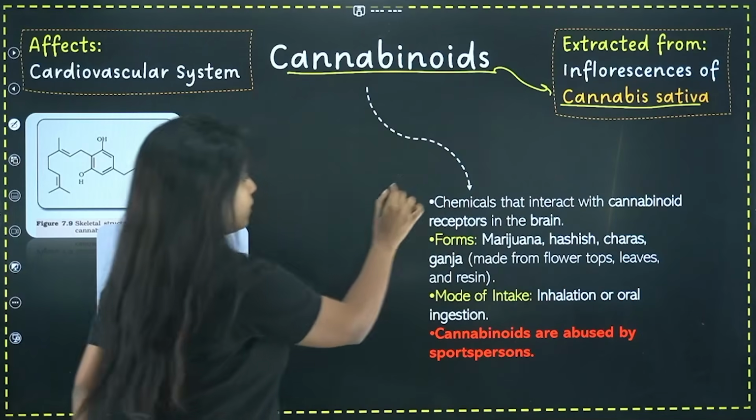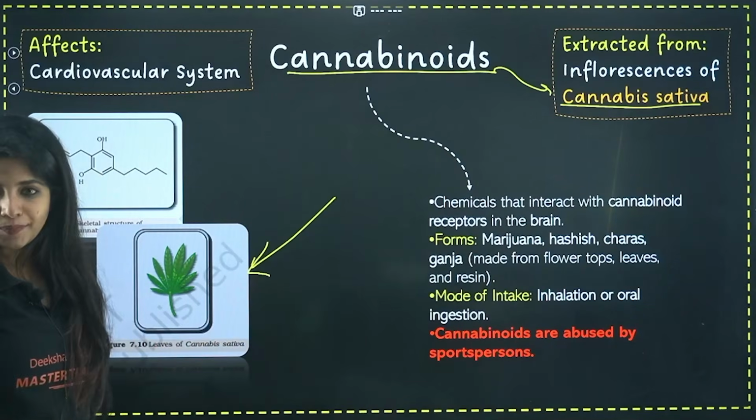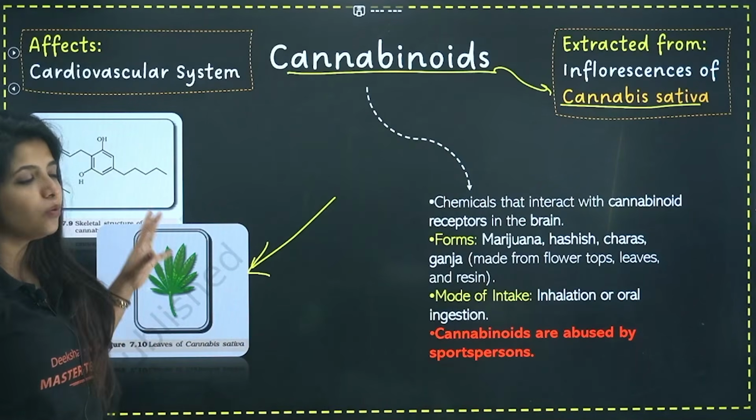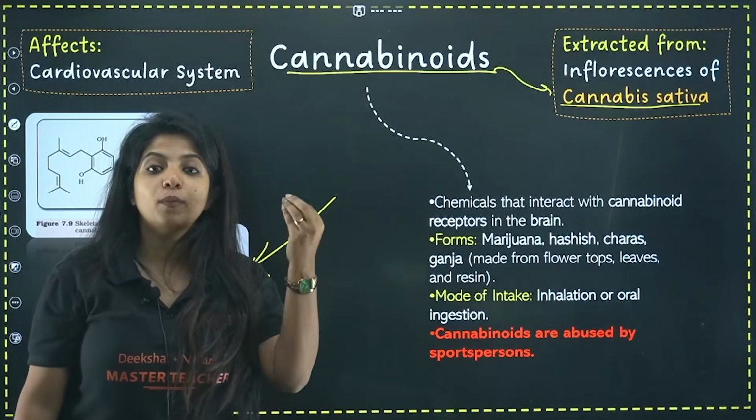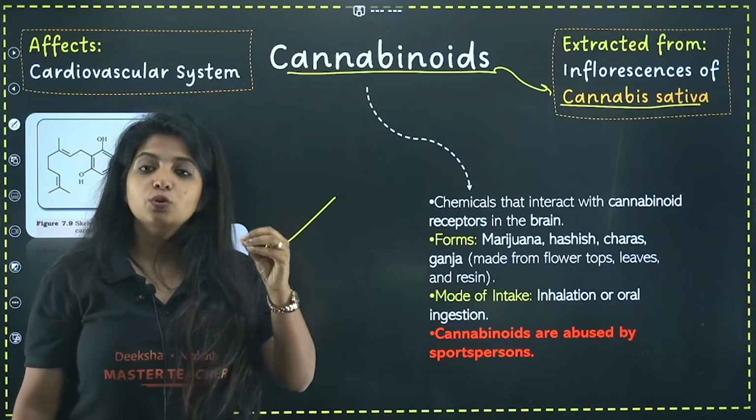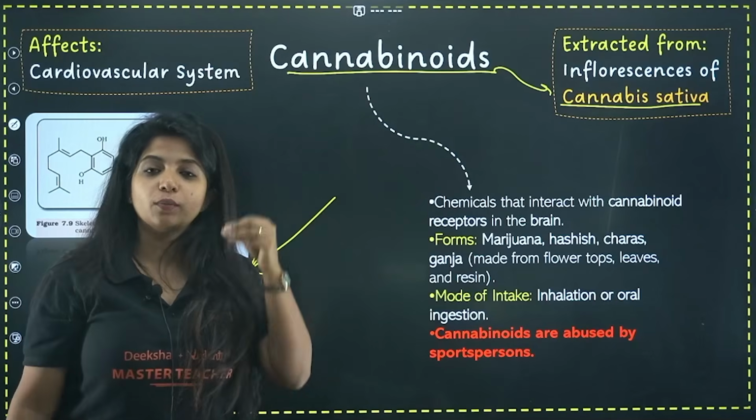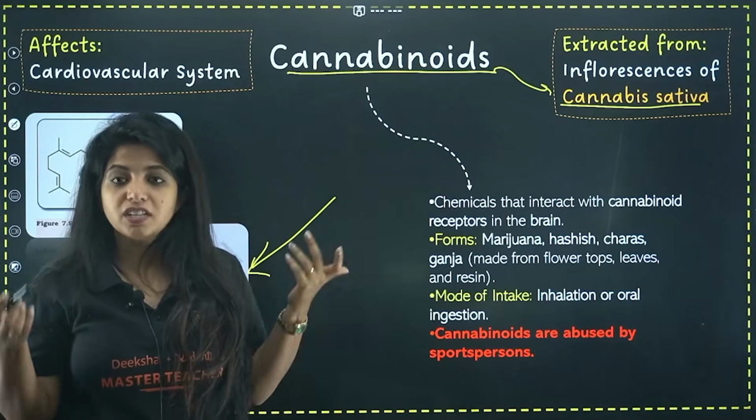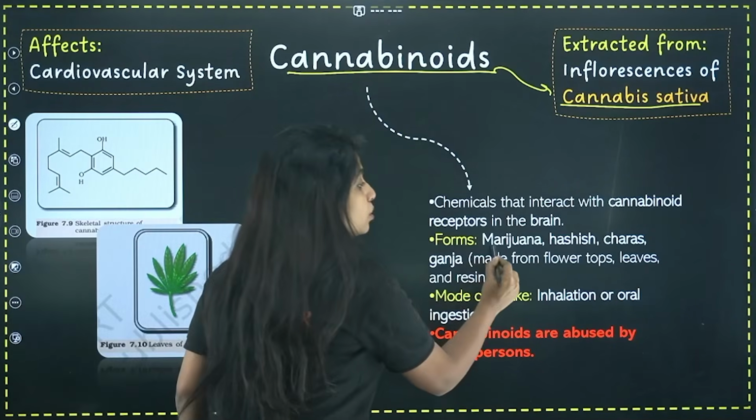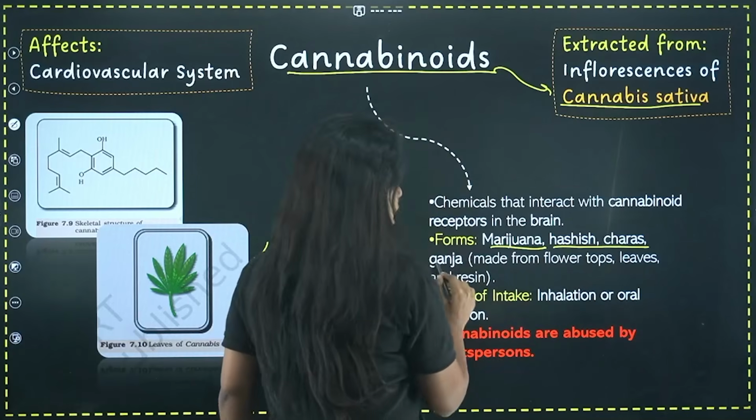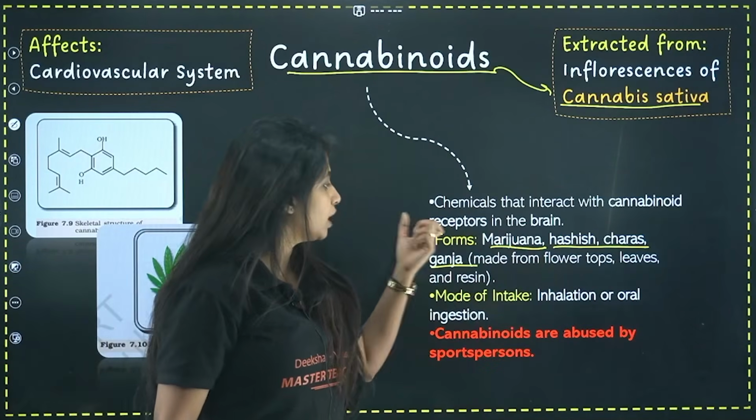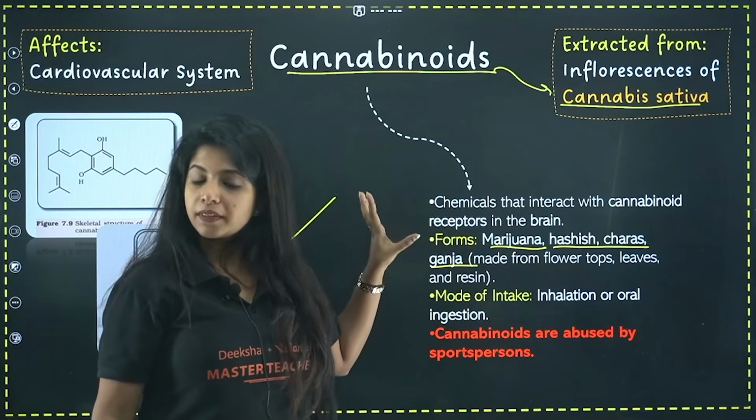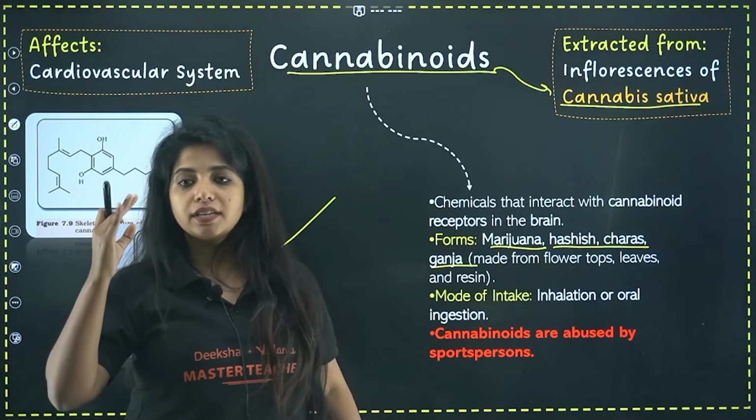Now cannabis sativa, the leaf of it looks like this. And in cannabis sativa, every part of the plant can be used to form a drug. So the inflorescence of cannabinoids can be used for making drugs. Drugs like what? Drugs like marijuana, hashish, charas, ganja, everything, my dear children. You get it from flower tops, from leaves, resin, everything. Okay, so marijuana, hashish, charas and ganja.